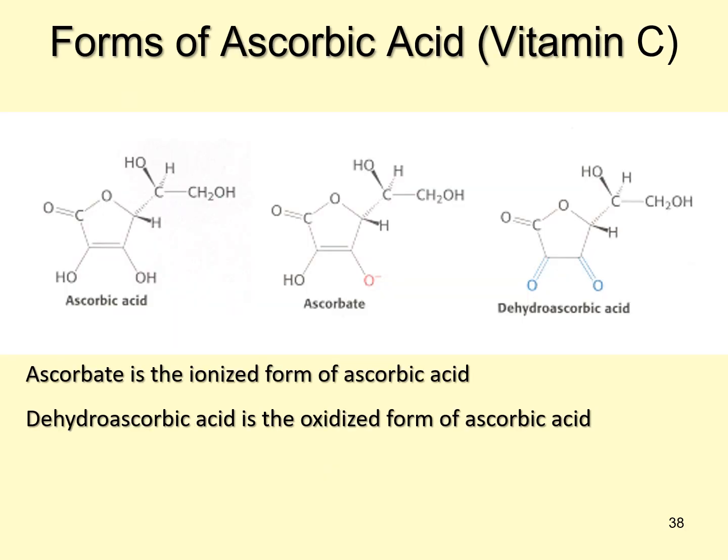And this ascorbic acid actually has two forms. In its ionized form it becomes ascorbate, and in its oxidized form it becomes dehydroascorbic acid. So dehydroascorbic acid is the oxidized form of ascorbic acid.